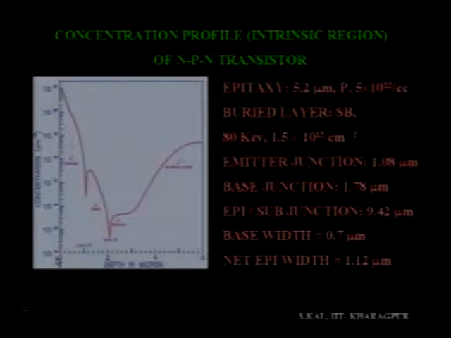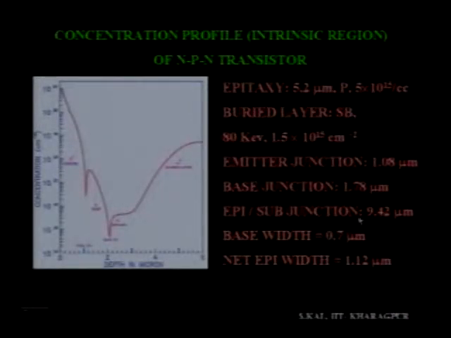From here to here is 1.78 micron, and obviously the intrinsic base width will be this base junction minus the emitter junction, which comes to nearly 0.7 micron. That is the active base width, and this particular base width will decide many of the transistor parameters, particularly the HFE or beta of the transistor. If this base width is very thin, then beta will be extremely high, and the doping level also will determine how the transistor property is achieved.